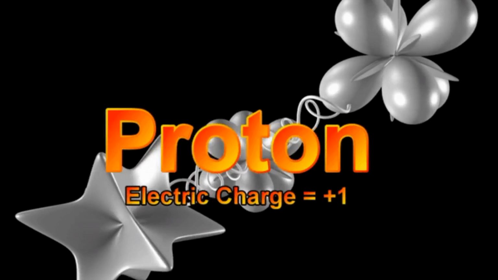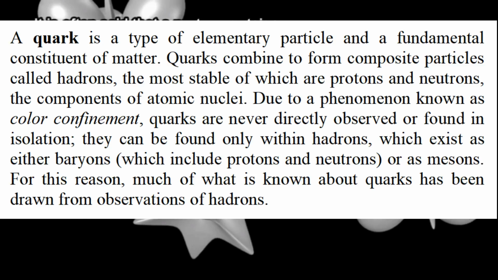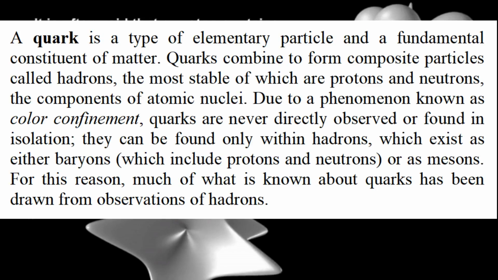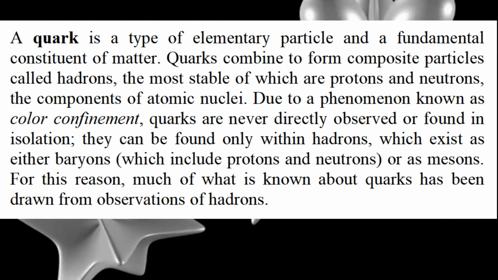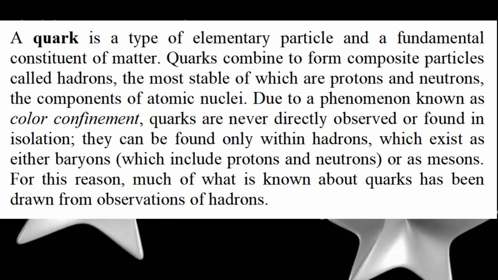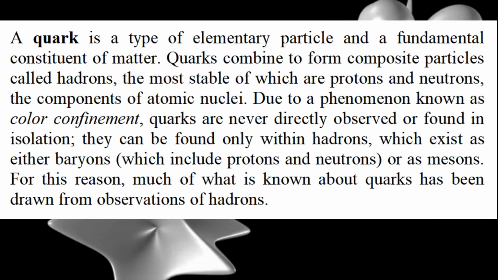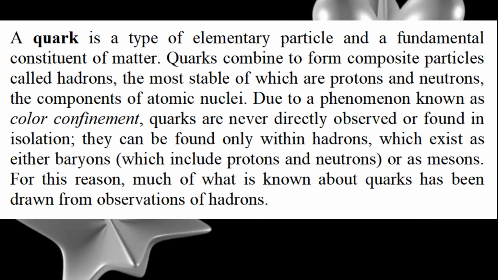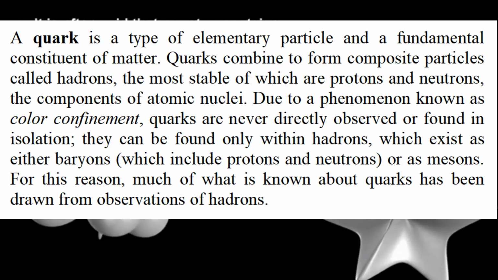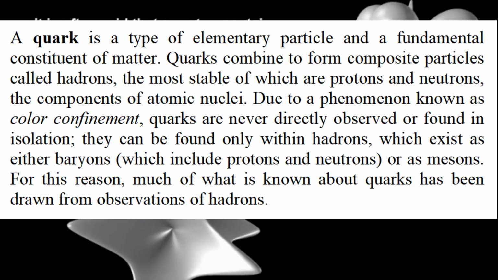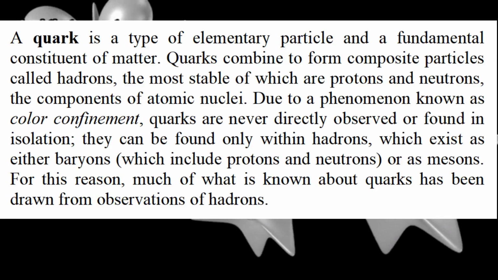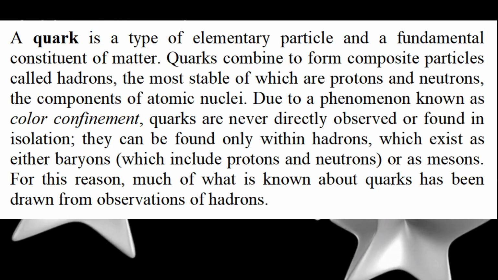Okay, so what is a quark? Well, let's look at it. Here's a definition of a quark. Quark is a type of elementary particle and a fundamental constituent of matter. No kidding. Okay, fine. Quarks combine to form composite particles called hadrons, the most stable of which are protons and neutrons, okay? So they don't break apart. We don't know why. We think it's because they're made of 3 quarks which are bound by bed springs. Okay, fine. That might explain that. The components of atomic nuclei.